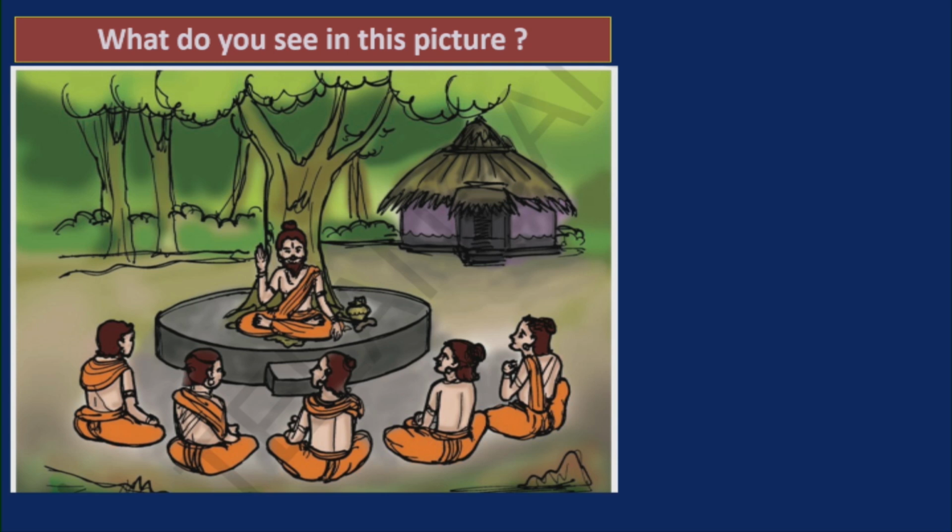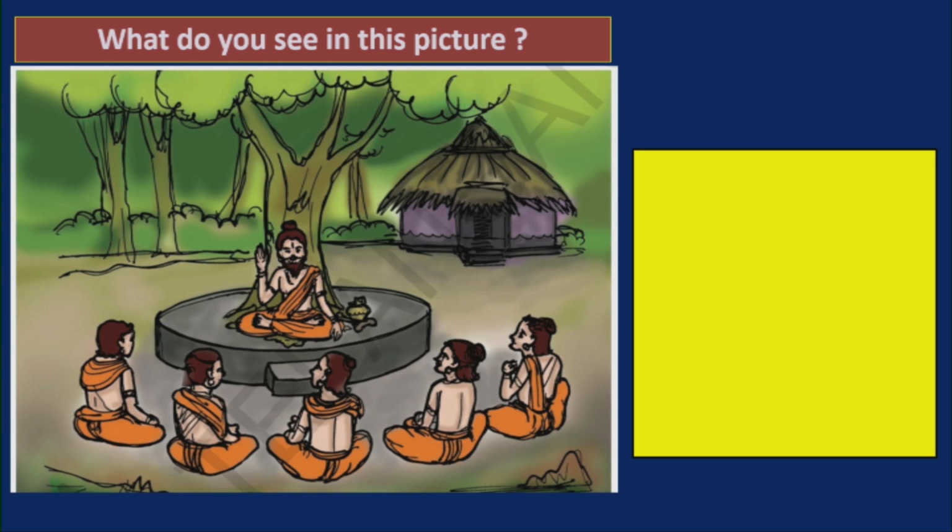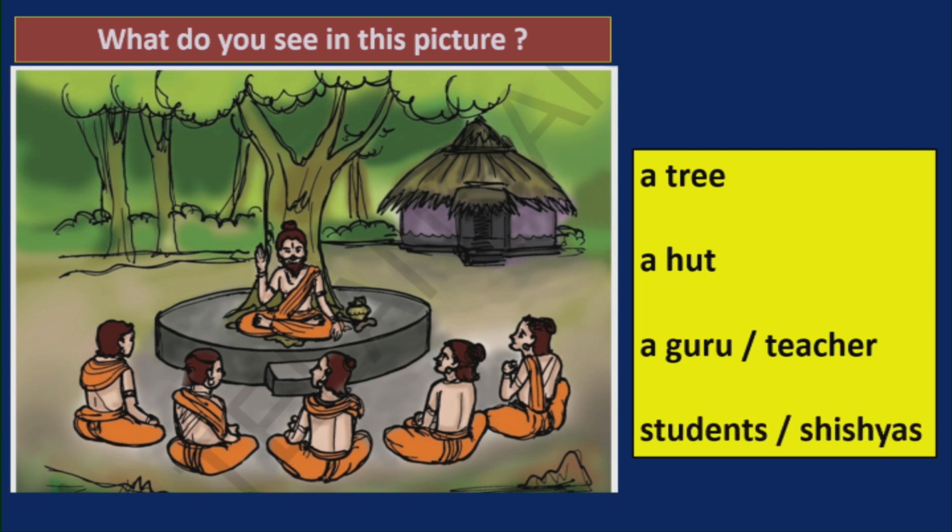Now answer my questions. Tell me, what do you see in this picture? You can see a tree, a hut, a guru or teacher. In olden days they were called gurus, now we are calling teacher. And some students are shishyas. In olden days they were called shishyas. So we can see these things in this picture.